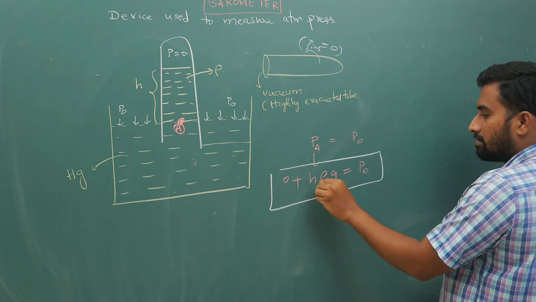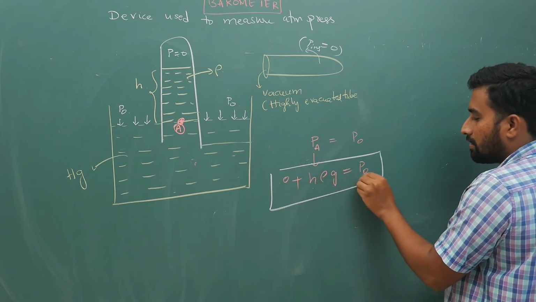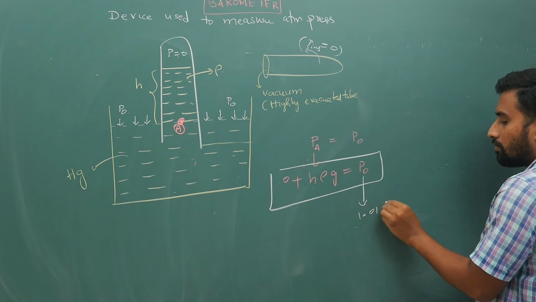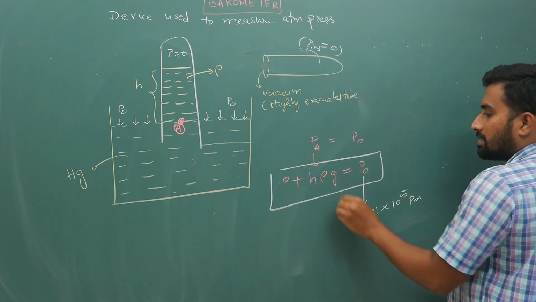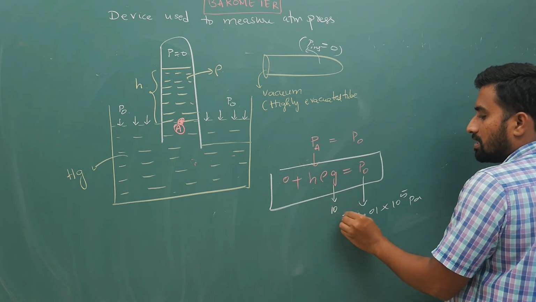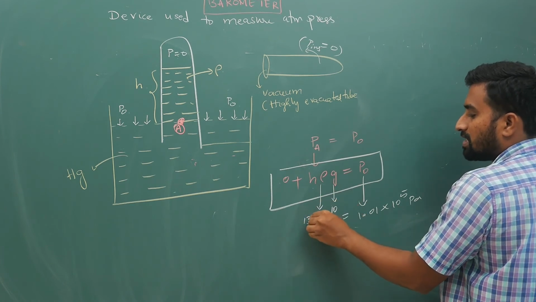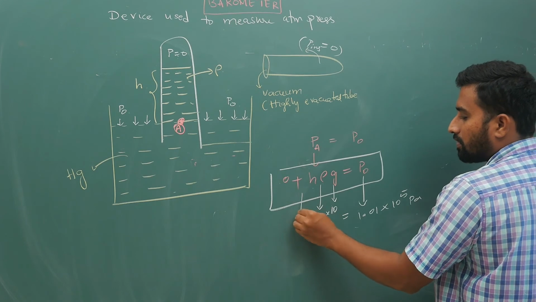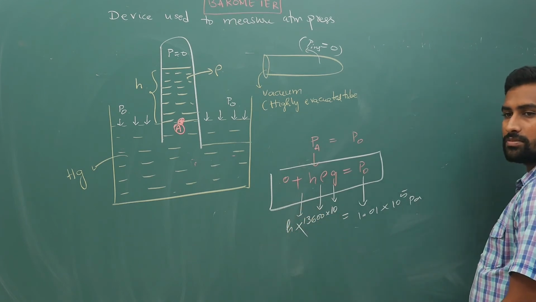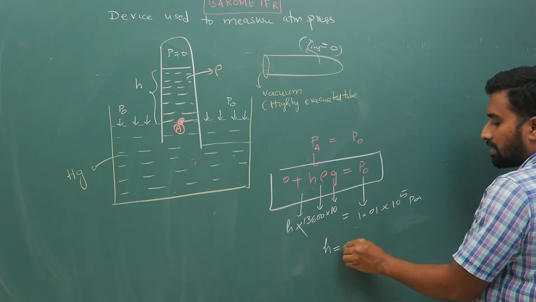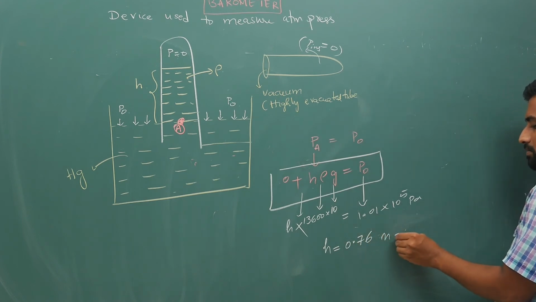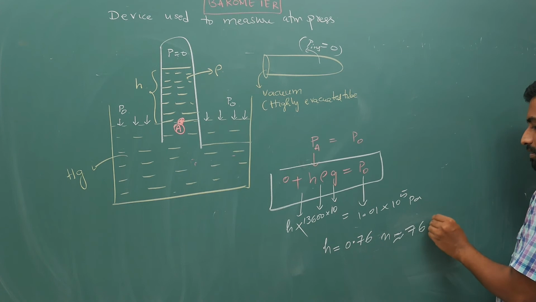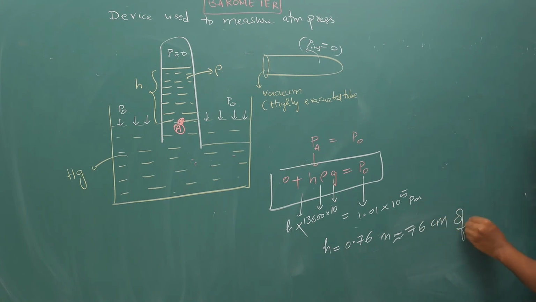Now this height, if you want to calculate, atmospheric pressure is 1.01 into 10 power 5 pascals. Acceleration due to gravity, G is 10. Density of mercury is 13,600. If you calculate H, approximately from here you are going to get H is 0.76 meters, which is equal to 76 centimeter of Hg column.